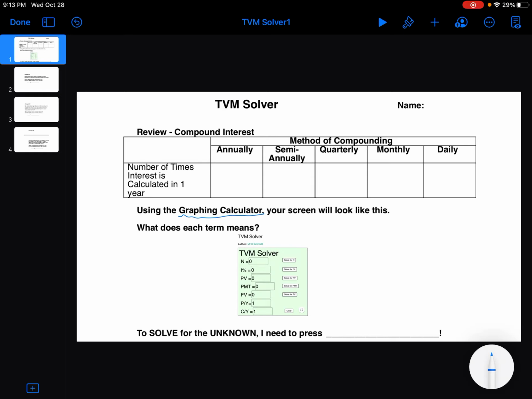When we're looking at compound interest, we just have to remember that annually, it's compounding once a year, semi-annually, twice a year, quarterly, 4 times, monthly, 12 times, daily, 365. There's weekly, which would be 52, and bi-weekly would be 26. We've talked about different things like that as well.